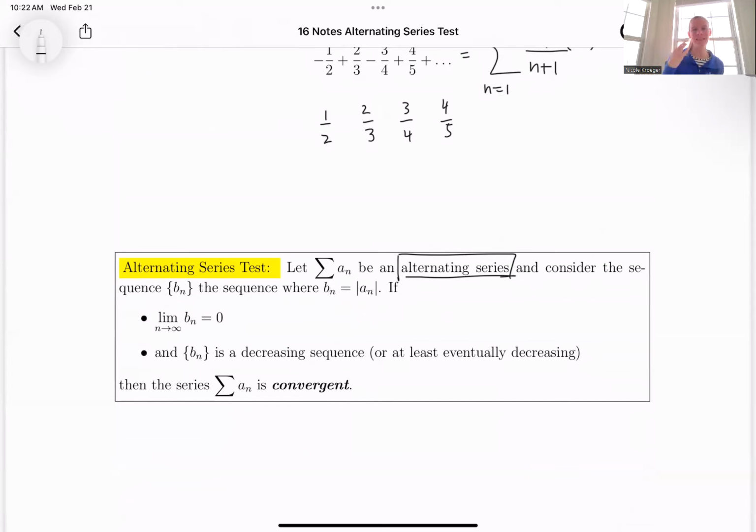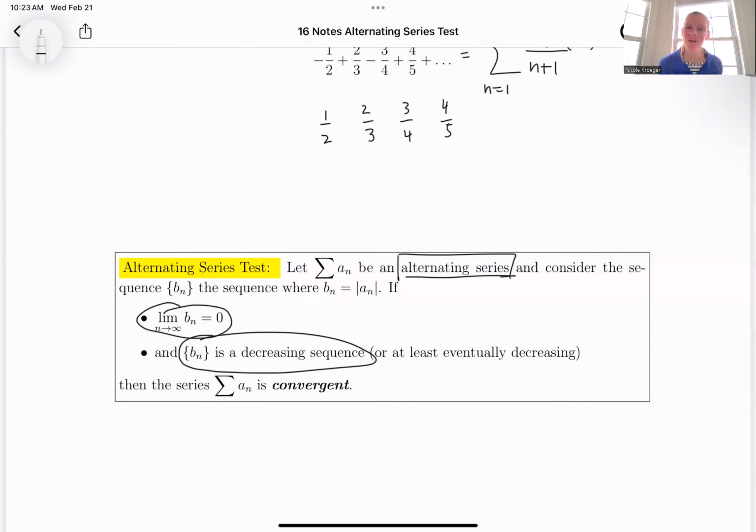And then we look at the absolute value. We forget about the negatives and we check 2 conditions about that. We want that sequence of terms to be decreasing, or at least eventually decreasing. If the first couple terms are increasing, but then it starts decreasing forever, that's okay. And then we also want the limit of the positive pieces to be equal to 0. If all 3 of these conditions hold, then the alternating series test tells us that that alternating series is convergent.